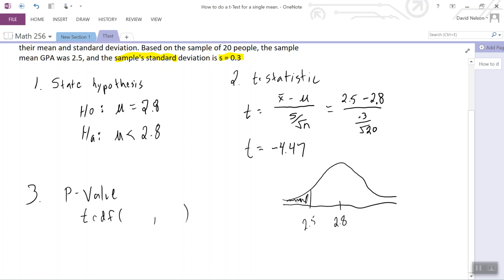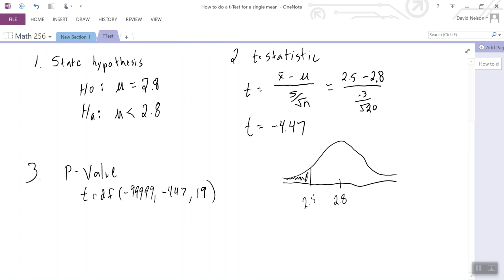So our lower bound on the interval where we're trying to find this area is going to be negative infinity, but I want to use a really large negative number. And then I'm going to use my t-score, so I want to go up to negative 4.47 with the degrees of freedom. Degrees of freedom is 1 less than your sample size. I had a sample size of 20, so my degrees of freedom should be 19. So that's what I want to do. Let's enter it into our calculator.